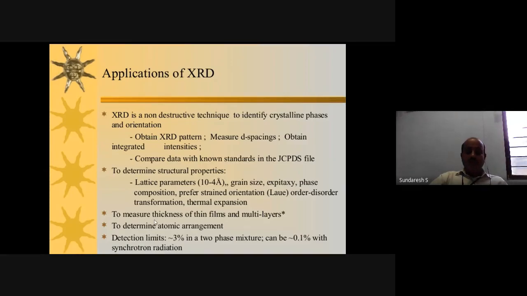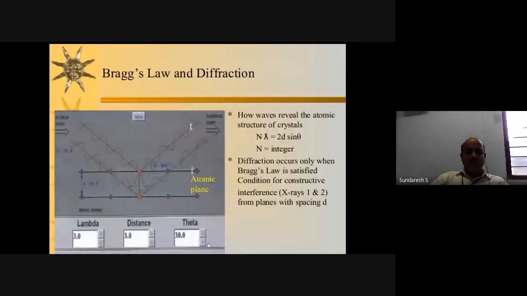It is also used to measure the thickness of thin films and multilayers, which is most important, and to determine the atomic arrangement, how the atoms are arranged in the structure. It also has detection limits: about 3% of a phase in a mixture, which can be 0.1% with synchrotron radiation. So these are some of the applications of XRD.